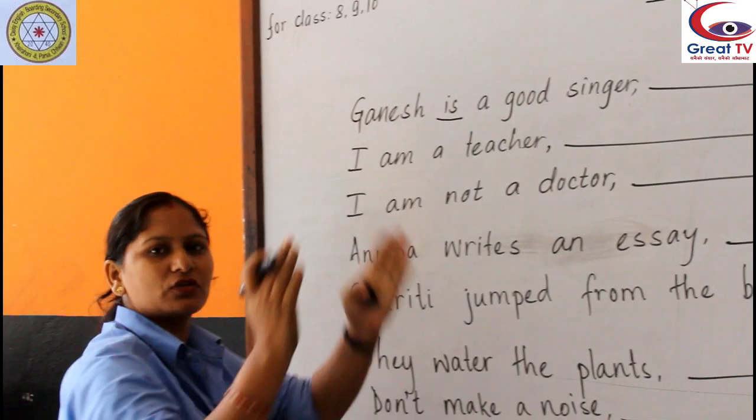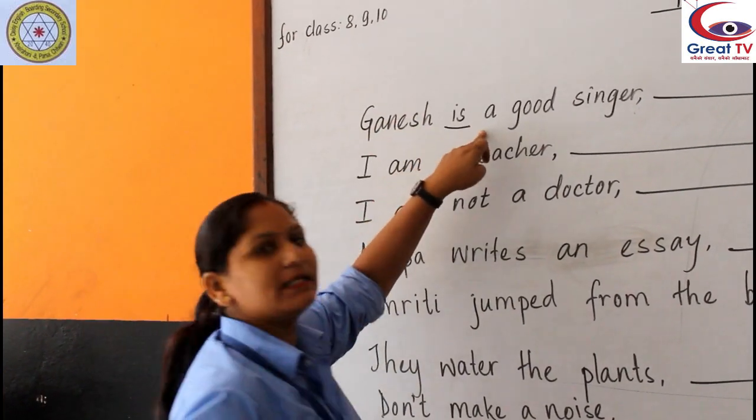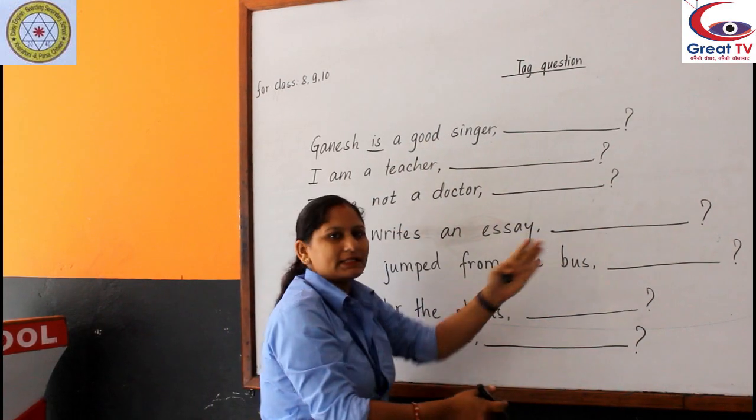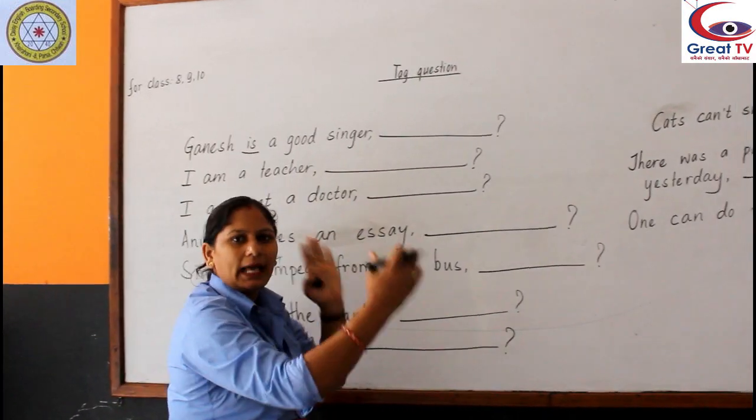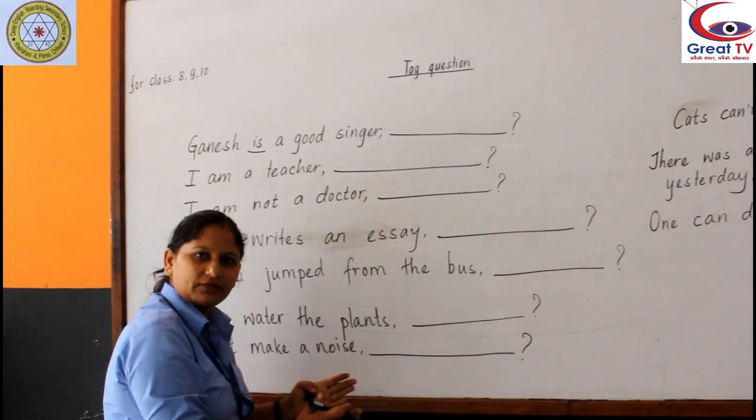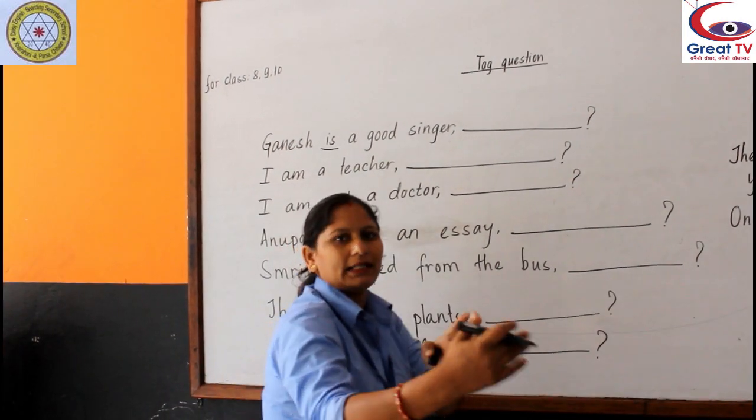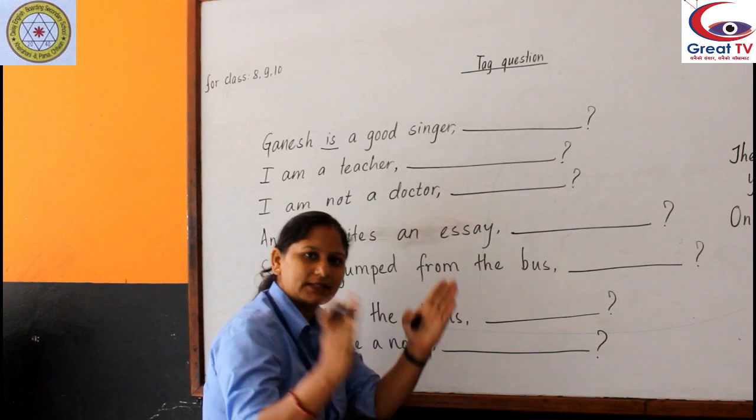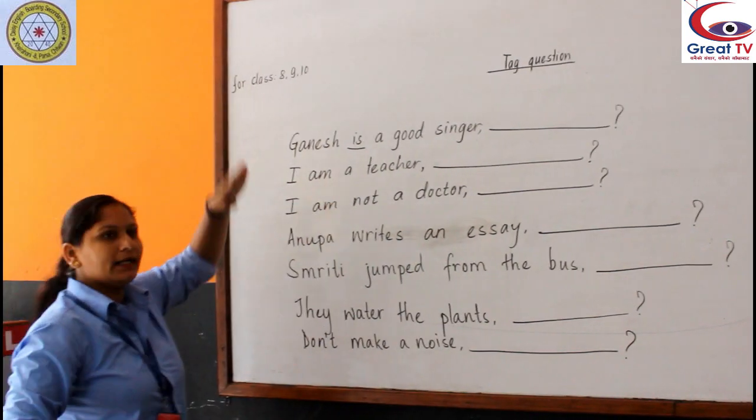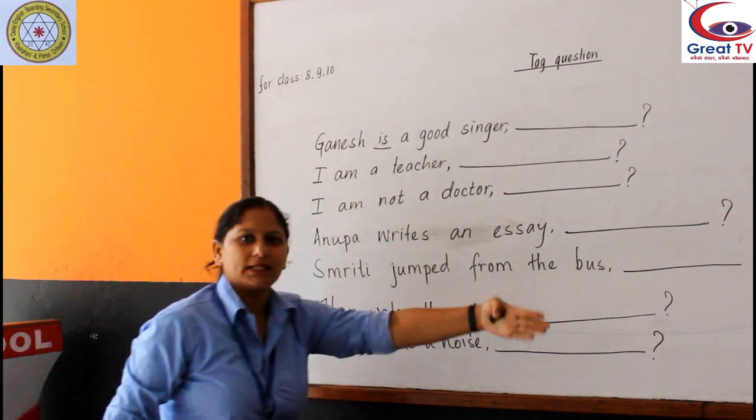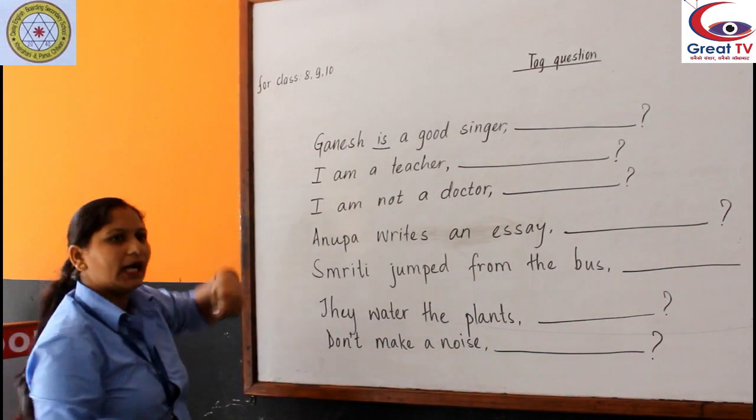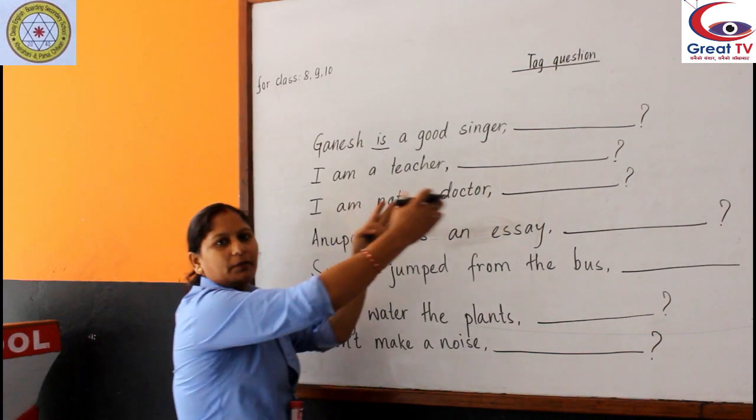And if an auxiliary verb is present in the statement, while making the tag, we write auxiliary verb plus not and then pronoun. But not is written in contracted form. The auxiliary verb is repeated in the question tag if it is present in the sentence. Without an auxiliary, we cannot form a tag.